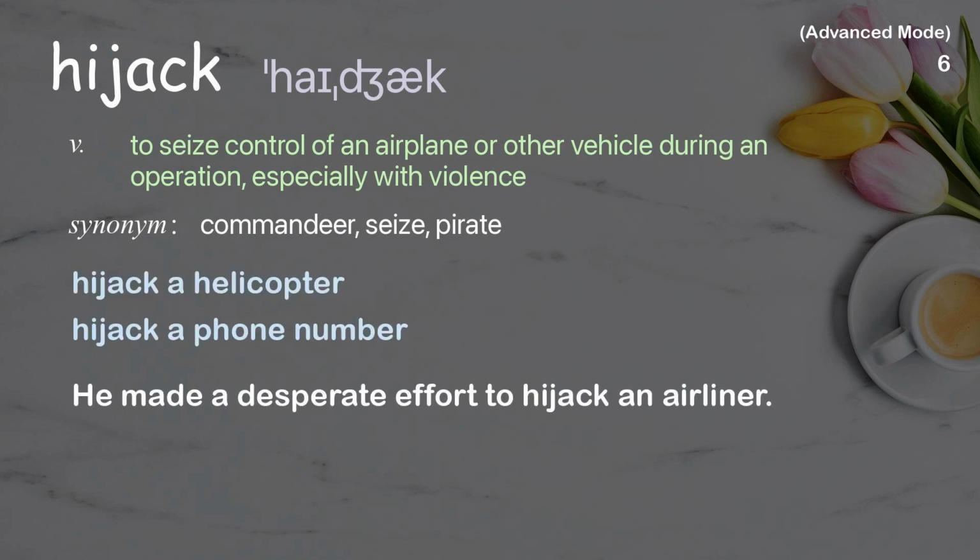Examples: Hijack a helicopter. Hijack a phone number. He made a desperate effort to hijack an airliner.